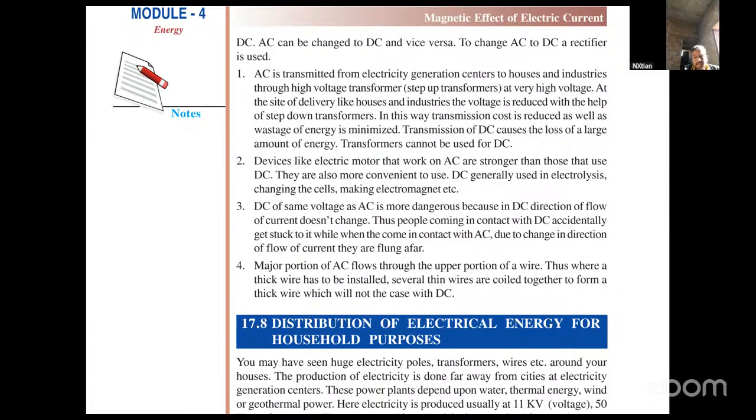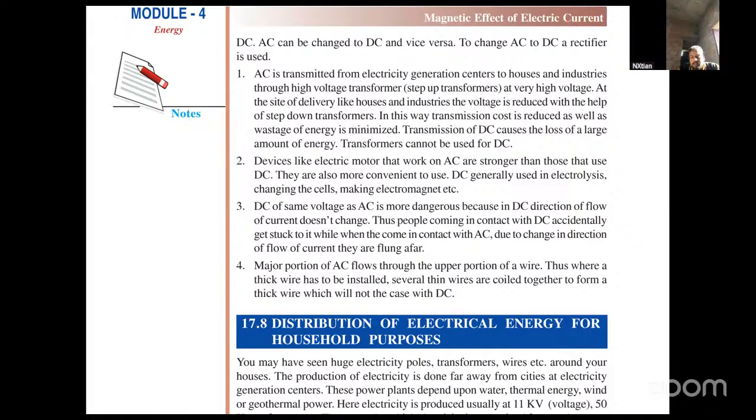Okay, now the second part. Ira will read. Yes, Ira. Devices like electric motors that work on AC are stronger than those that use DC. They are also more convenient to use. DC is generally used in electrolysis, charging the cells, making electromagnets, etc.